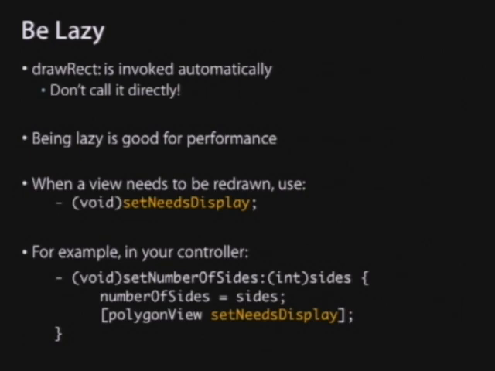So don't call drawRect. If you really want your view to be redrawn, what you call is setNeedsDisplay. In our Hello Poly assignment, say you change the number of sides and you want that view to redraw. You tell the poly view setNeedsDisplay. Then the next time through the run loop, or the next time the view hierarchy decides it's a good time to draw, it'll call drawRect on your class.